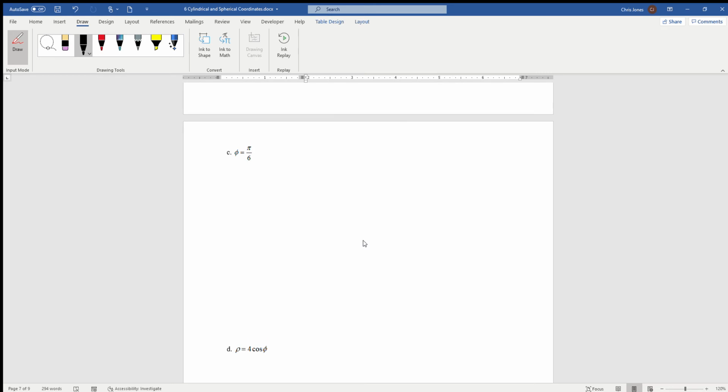What if you have phi equals a constant? Well, that's a little bit more difficult. One of the relationships you might remember is that phi is the same thing as the arc cos of z over rho. So we could rewrite this as arc cos of z over rho is equal to pi over 6. Then we could take the cosine of both sides. So z over rho equals cos of pi over 6. Cos of pi over 6 is √3 over 2. So we're just going to compute that.